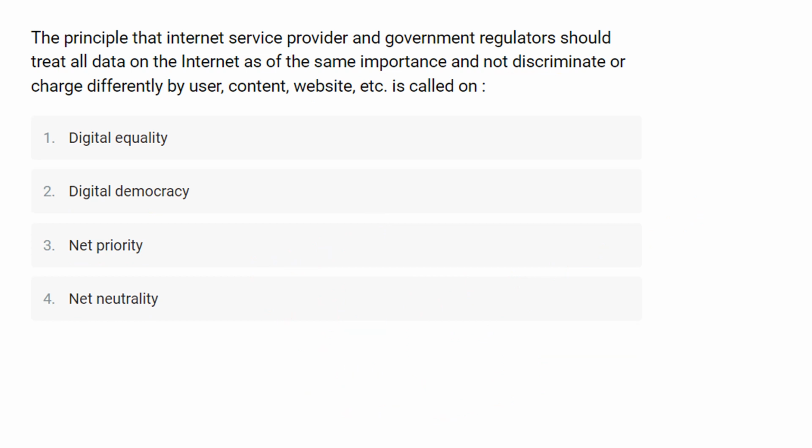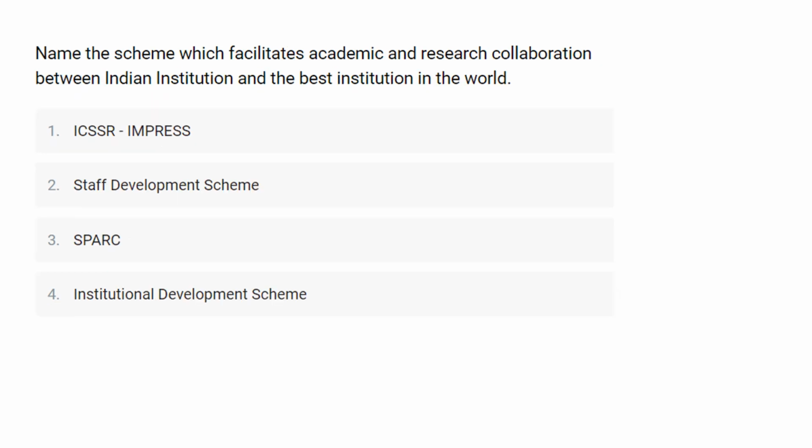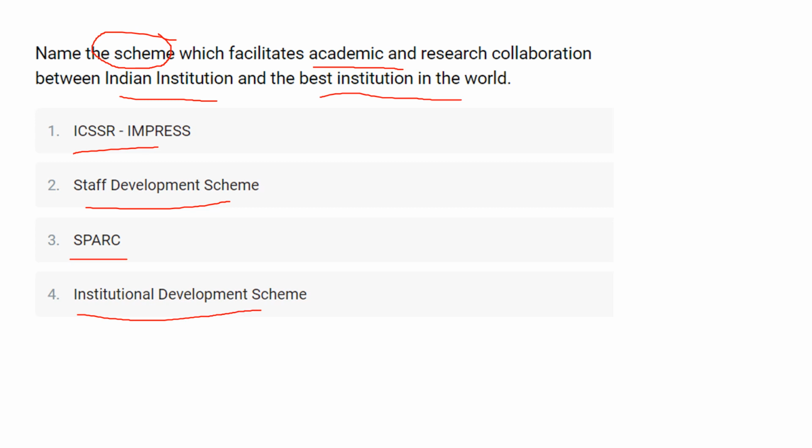So according to the explanation, the correct answer for this question will be option number 4, that is net neutrality. Name of the scheme which facilitates academic and research collaboration between the Indian institution and the best institution in the world. So here in this question, they are asking you the scheme name which facilitates the academic and research collaboration between the Indian institution and the best institution in the world, for which the first option is ICSSR Impress, second option is Staff Development Scheme, third option is SPARC, that is Spark, and the last option is Institutional Development Scheme. So the scheme for the promotion of academic and research collaboration is the SPARC.